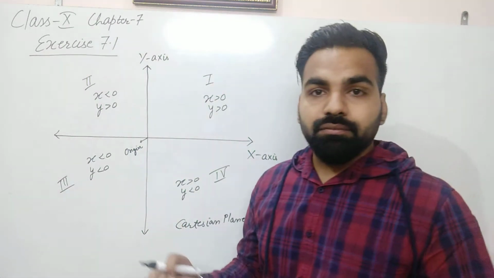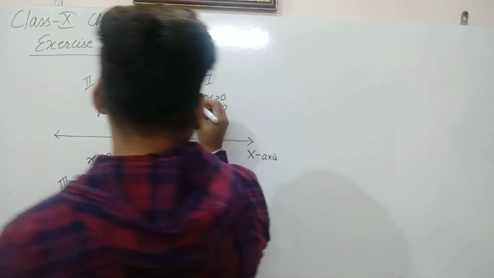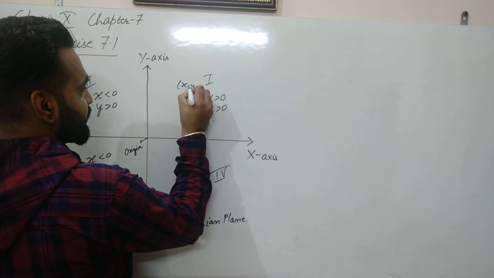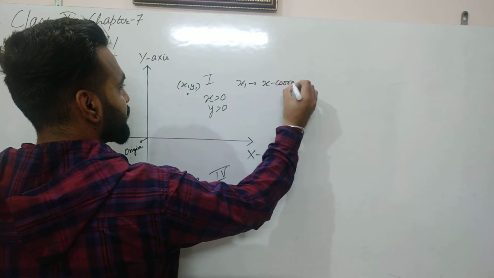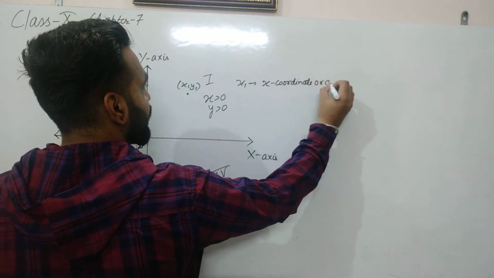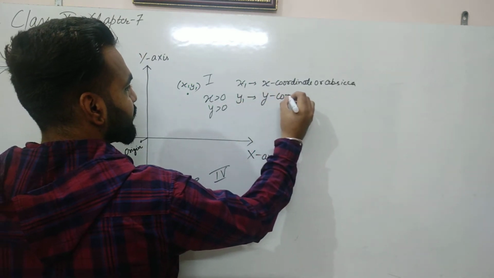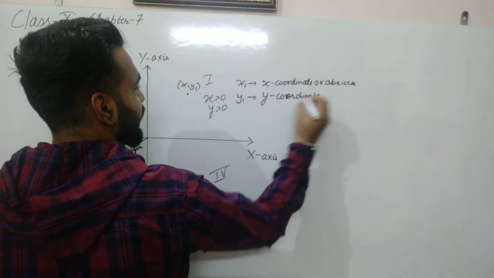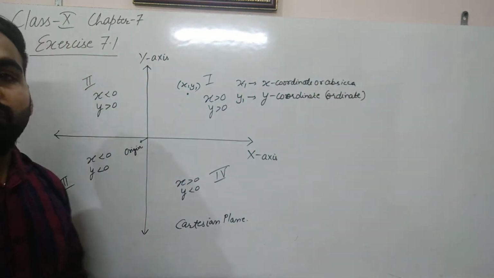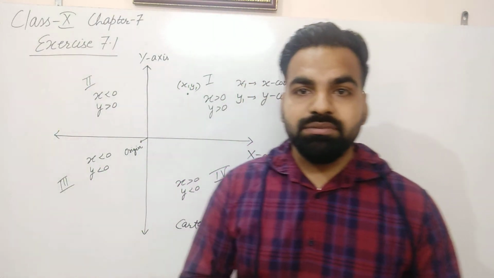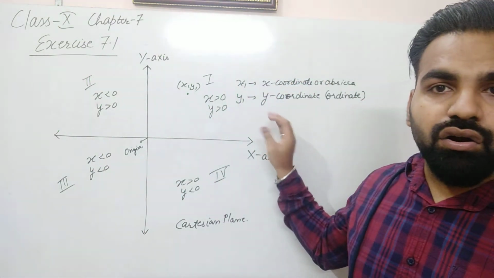Clear? Any point here represents 2 coordinates. For example, this is x1 comma y1. Here x1 is called x coordinate, or it is called abscissa, and y1 is y coordinate and it is called ordinate. So the point of x-axis is called abscissa, point on y-axis is called ordinate. Together they are called coordinates here.